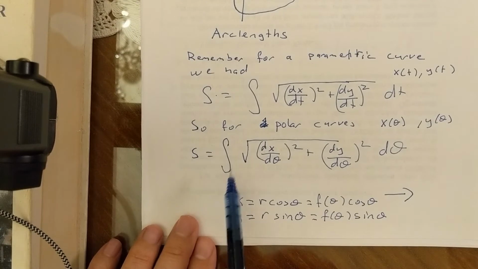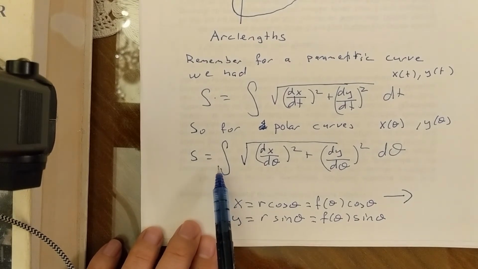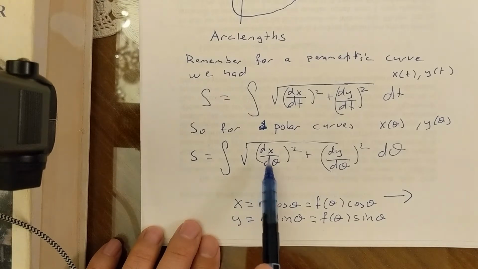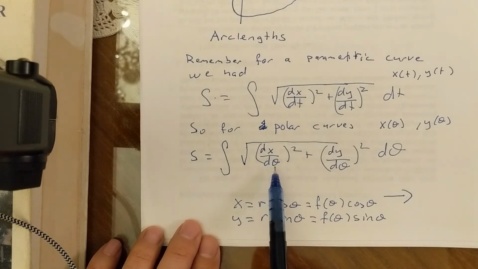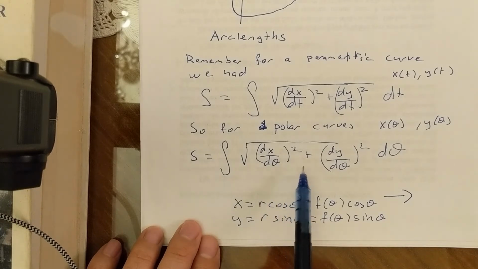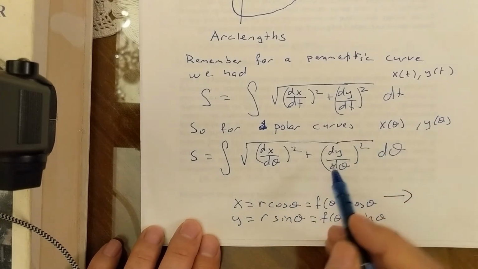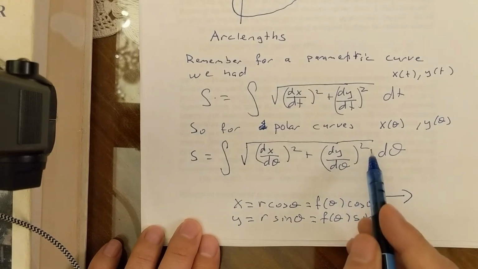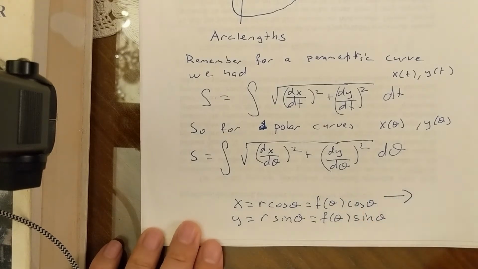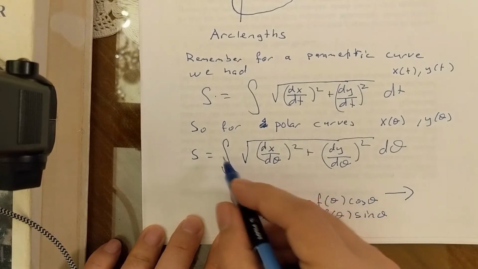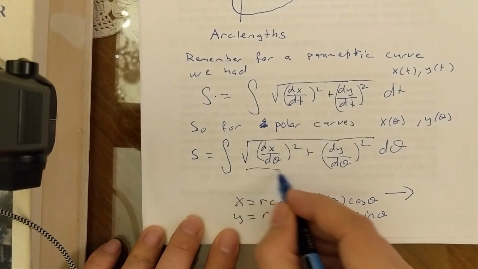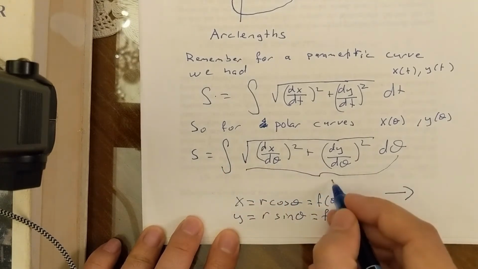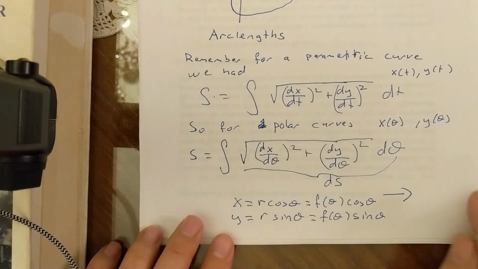So that says that to calculate the arc length, we would need to do the integral of the square root of dx/d theta squared, the derivative of x with respect to theta, squared, plus dy/d theta squared, the derivative of y with respect to theta, squared, d theta. Now this part of it, just the inside of the square root, and this d theta part of it, is usually called ds, okay?